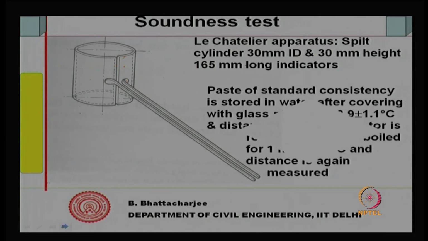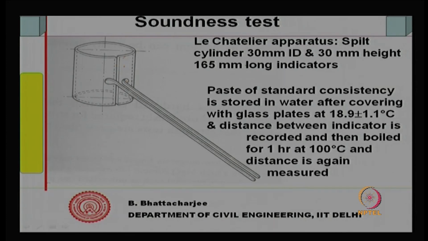So, what do you do? A paste of standard consistency is placed in this mold, covered with glass plates, and stored in water at 18 to 20 degree centigrade. You allow the hydration to progress and measure the distance between the indicators. The distance is recorded, and then it is boiled for 1 hour at 100 degree centigrade, and this distance is again measured.